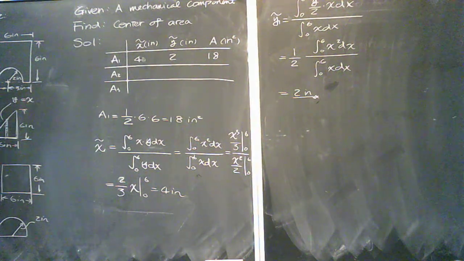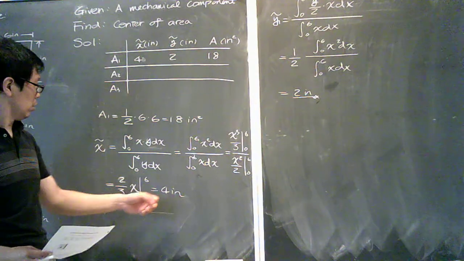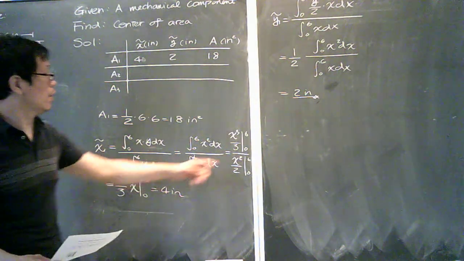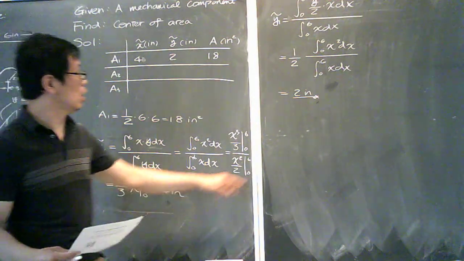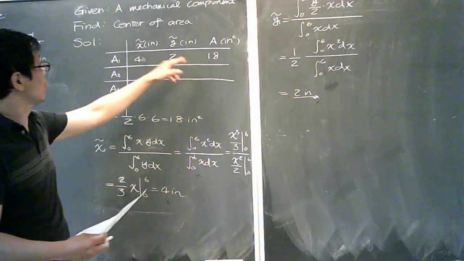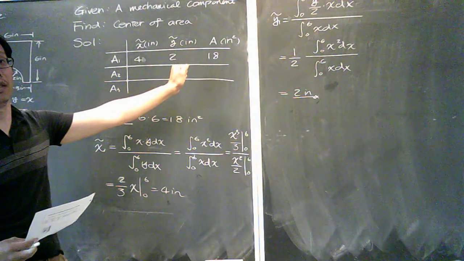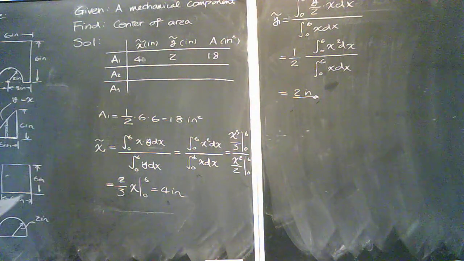Okay. So I found the area. I found x tilde 1, and I found y1 tilde. So I just fill in the blanks in the table. That's for the first shape.